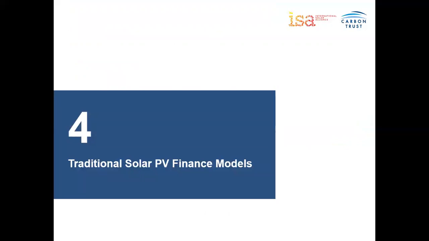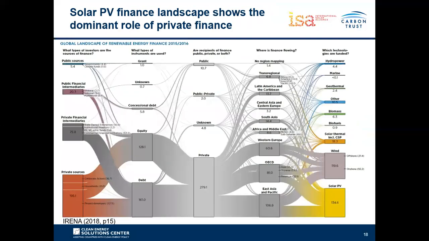First, we're going to have a look at the traditional solar PV finance models. And we can see that the majority of the funding in 2015 and 2016 was derived from private sources, private financial intermediaries. So this would be your infrastructure funds, your venture capitalists, project developers financing themselves, corporate actors, and other such private entities. The public finance intermediaries, which would be your development finance institutions and that sort of thing, provided a much smaller chunk of the funding.